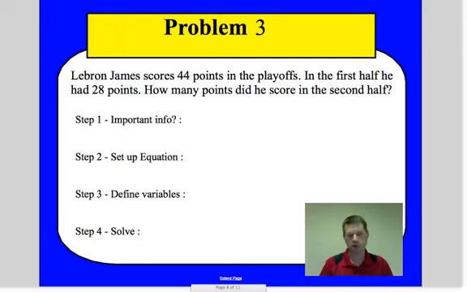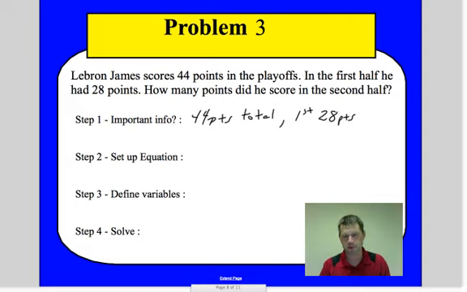So step 1, what we need to do is identify what information is important. Is LeBron James important? Well, maybe to some of you he is, but really his name's not important. 44 points though, that is important. 44 points total, that's how many points he scored in the whole game. In the first half, he had 28 points. And then the last important part is, what is the second half? That's what we want to know.